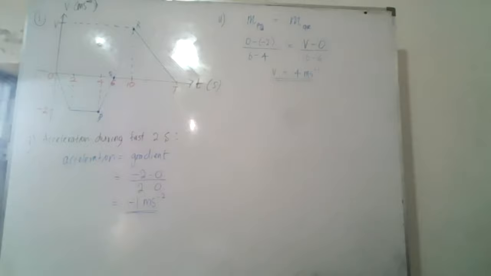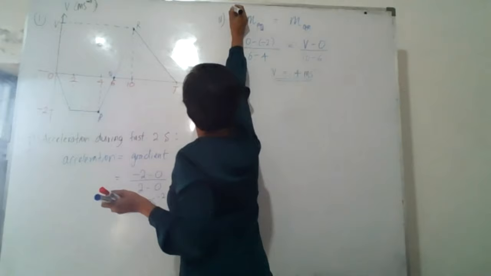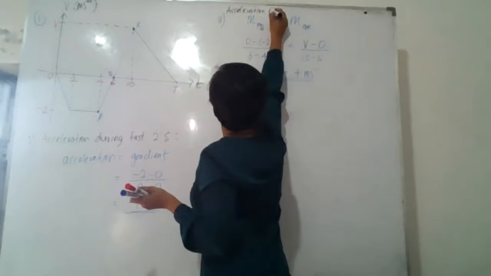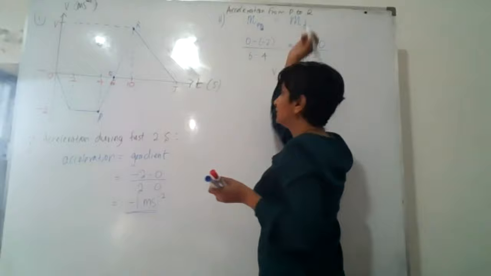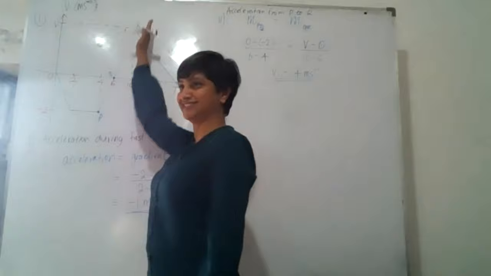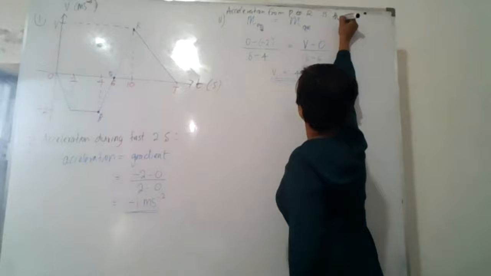Let me add another sentence. This is just for your information. Acceleration from P to R, with the sign, everything, is the same. One gradient. Acceleration from P to R is a constant.